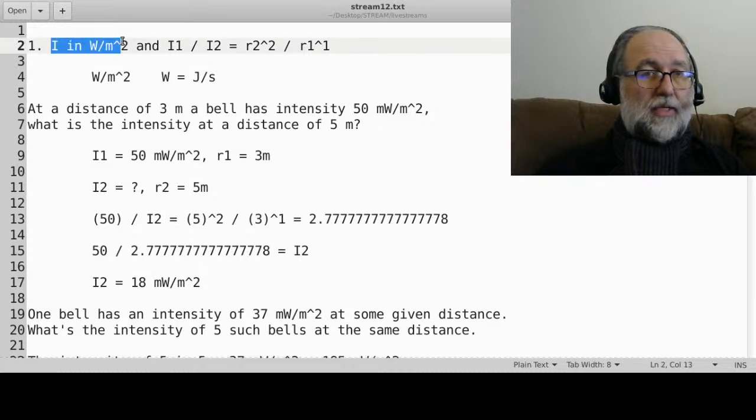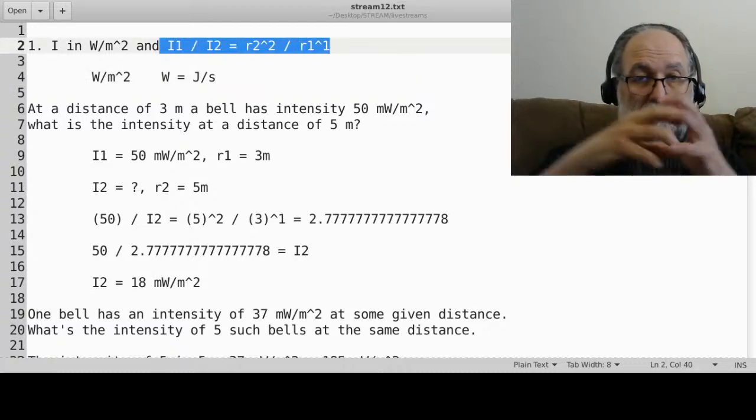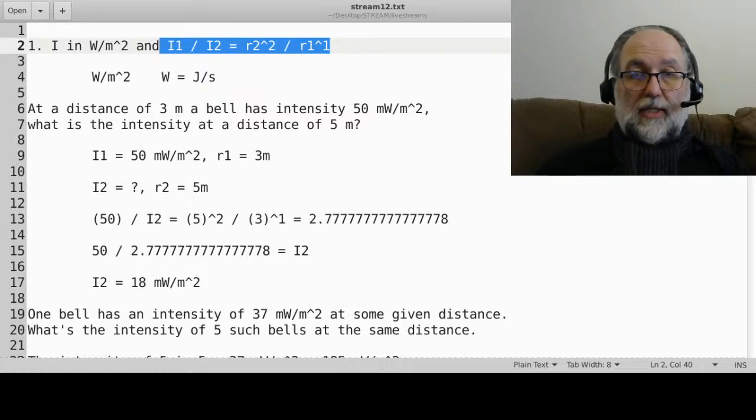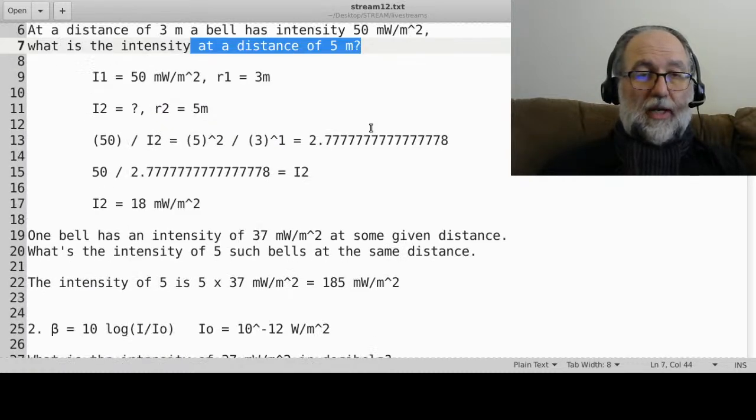Okay, so the first one was intensity can be measured in watts per meter squared. Because intensity is in 3D, the sound spreads out. It actually decreases as 1 over r squared. And so I have a question: if the intensity of one bell at 3 meters is 50 milliwatts per meter squared, at 5 meters, what is it?